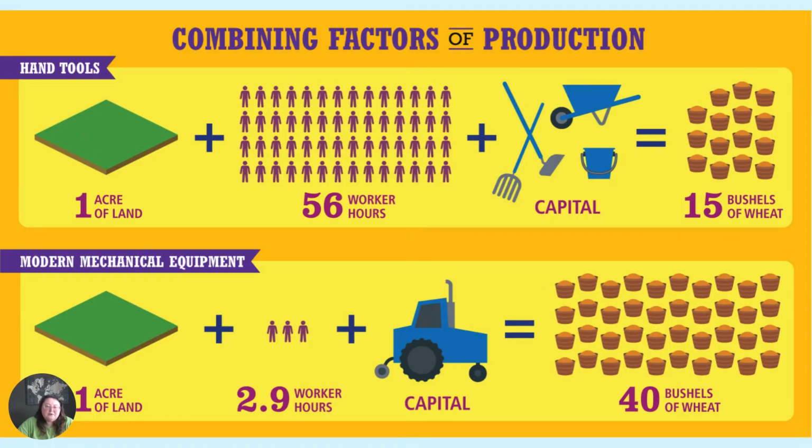Let's look at an example of how combining factors of production can make things more efficient. If we have 1 acre of land and we are harvesting wheat, if we use hand tools, it will take about 56 hours to harvest 15 bushels of wheat. However, if we upgrade our capital to something like a tractor instead of hand tools, we can harvest 40 bushels of wheat in less than 3 hours.